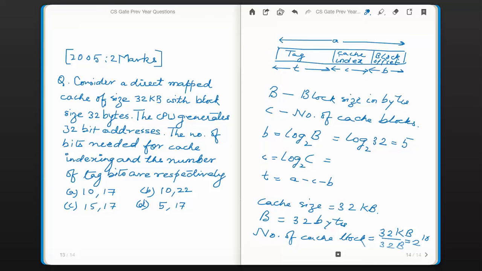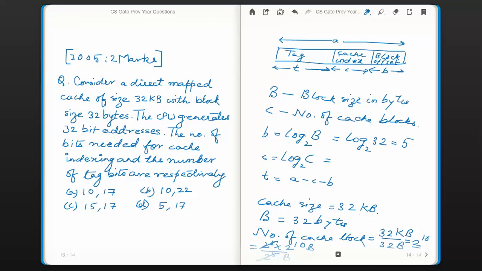How is it coming out to be 2 to the power 10? Let me explain it a bit. 32 is nothing but 2 to the power 5, and 32 kilo is nothing but 2 to the power 10, right? So these many bytes in the numerator, and in the denominator we have 32 bytes, that is 2 to the power 5. I hope it is visible. So 2 to the power 5 and 2 to the power 5 get cancelled out, and we have 2 to the power 10 remaining, and this is the answer. So the number of cache blocks is 2 to the power 10.